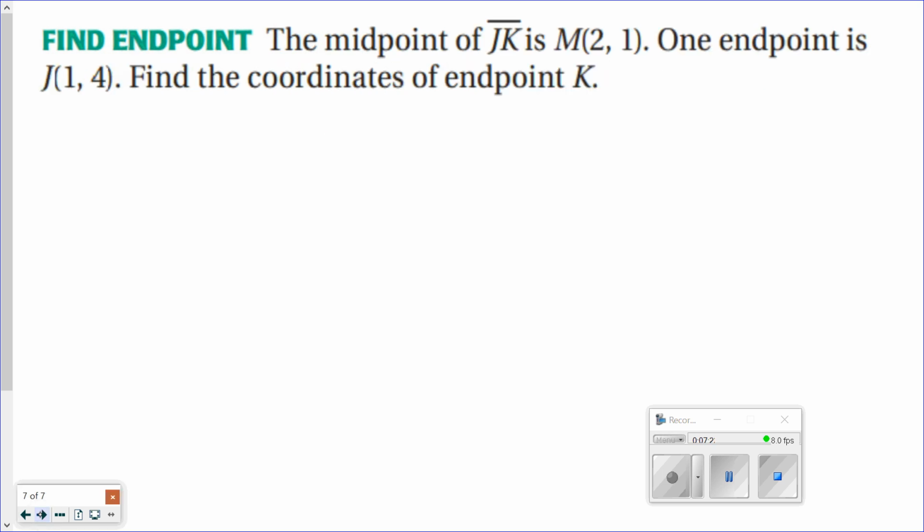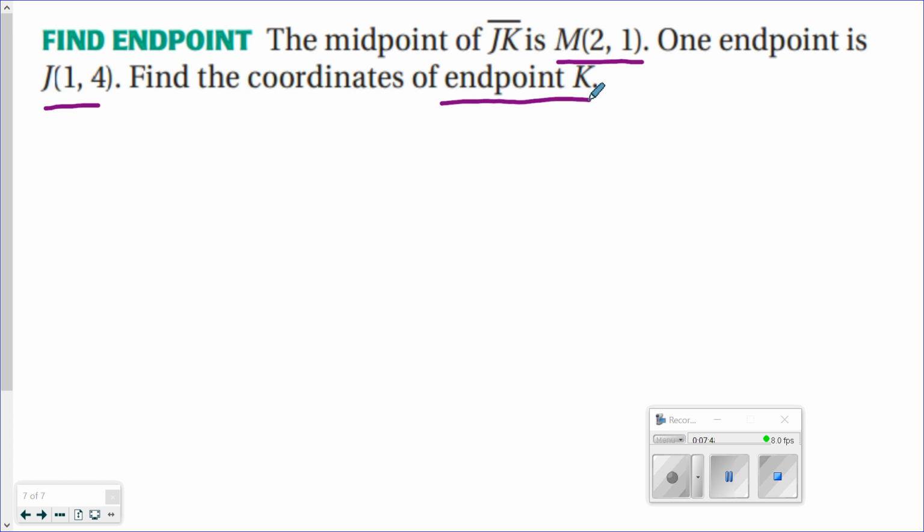Here's the last problem of this section, and this is going to be our challenge problem. In this problem, we need to find one of the endpoints. So we know the midpoint of JK is M, which is (2, 1), and one of the endpoints is J (1, 4). We need to find the endpoint K.